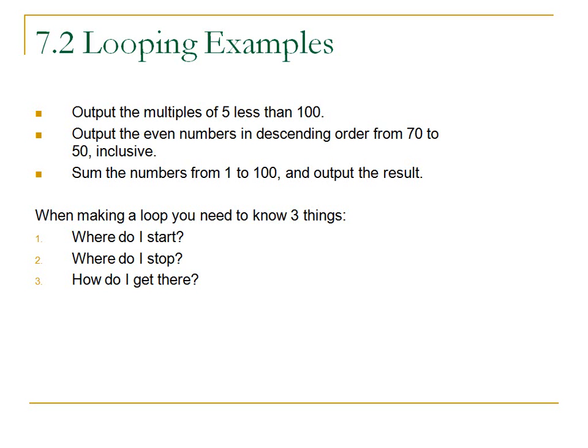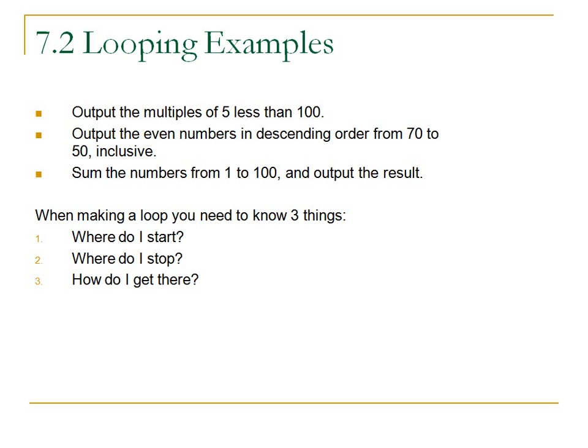So think of the first one, output multiples of 5 less than 100. So the starting place has something to do with 5. The stopping place has something to do with less than 100. And how do you get there? Well, the multiples of 5 are 5, 10, 15, 20. So we're going to add 5 to the counter each time. So this is still a counter-controlled loop, even though it doesn't count by ones, it can count by 5s.